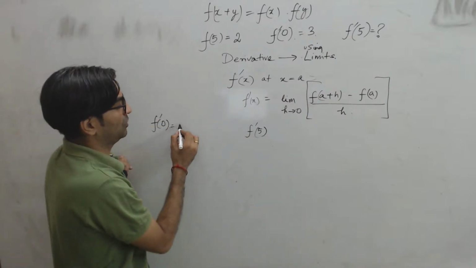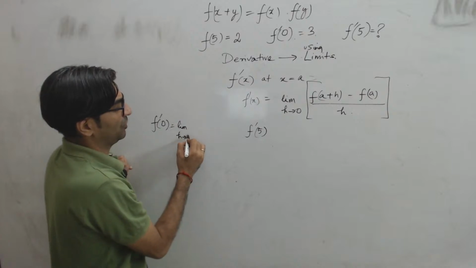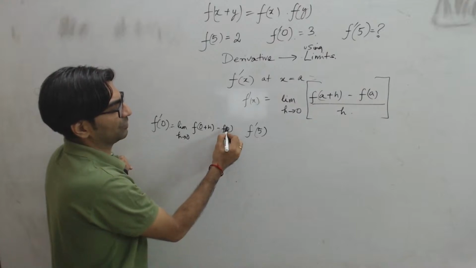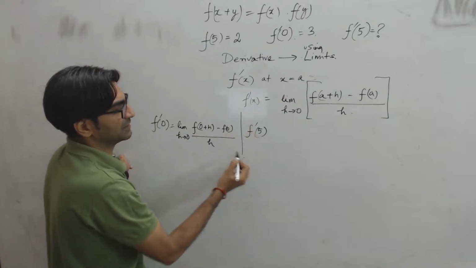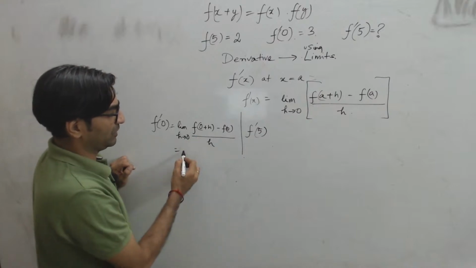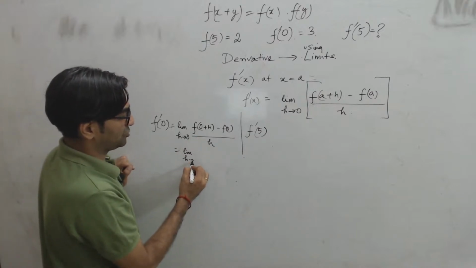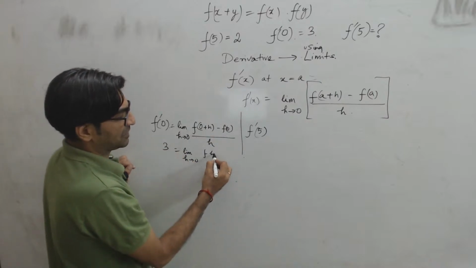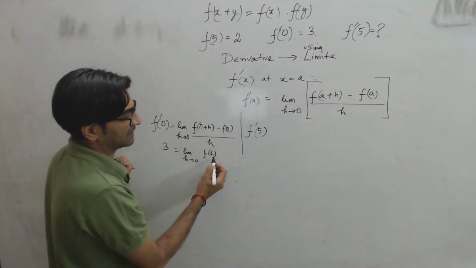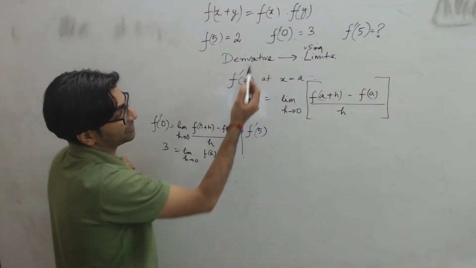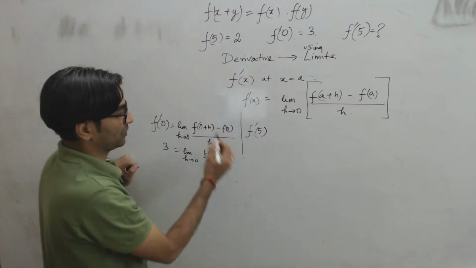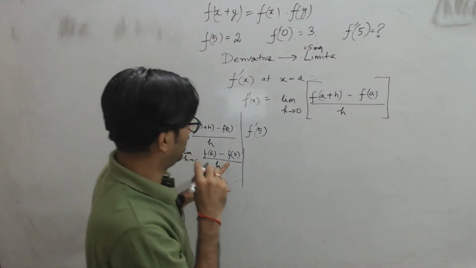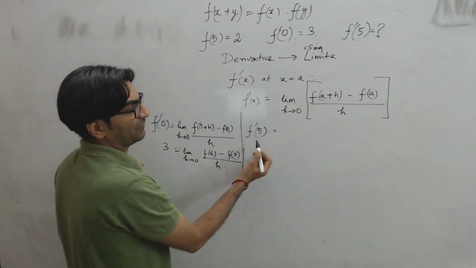What is the derivative at 0? Limit h tends to 0 of f of 0 plus h minus f of 0, divided by h. This is f dash of 0, right? This is given to me as 3. So it is the limit h tends to 0 of f of h minus f of 0, divided by h, since 0 plus h is h. I don't need to really split it. What is f of 0? I don't know f of 0. Okay.